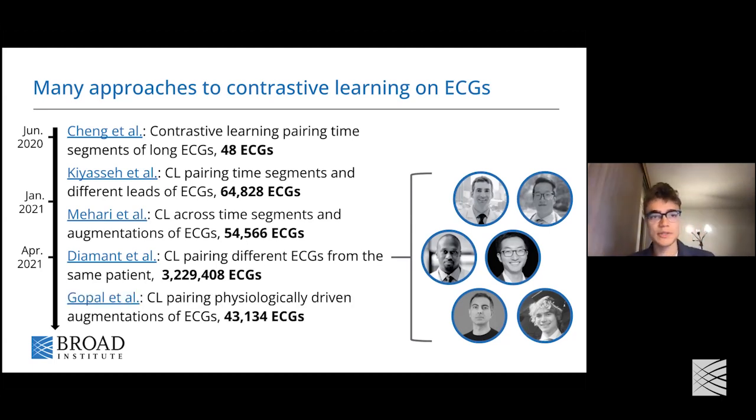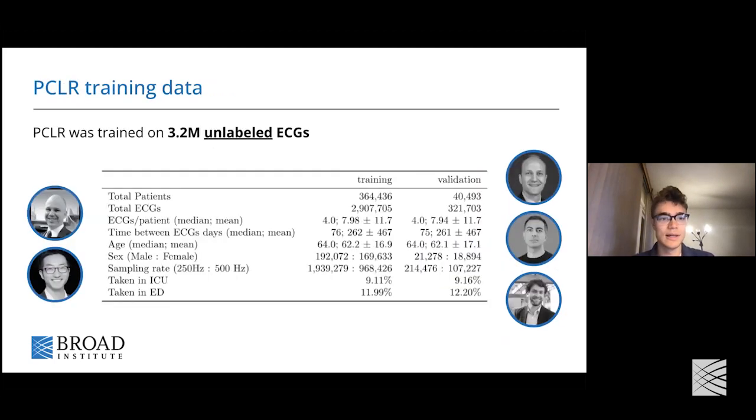And then the presentation you saw last week focused really closely on physiologically driven augmentations taken from expert knowledge about the electrocardiogram. And they got excellent results on an open ECG data set using, in some of their experiments, only 1% of the total number of labels. So that's the timeline of ECGs.